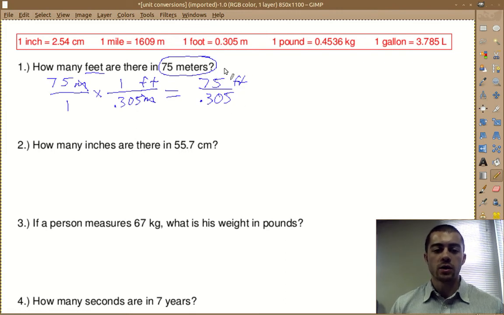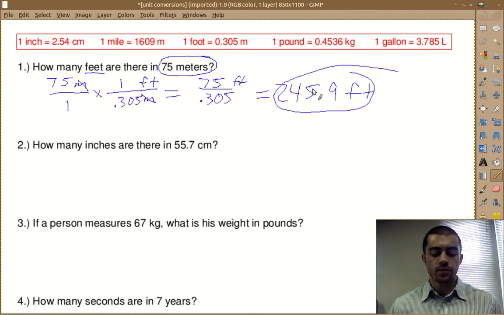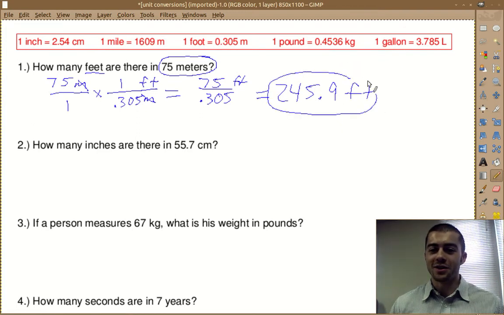So then once you get this, you just divide it out. I'll give you guys a minute to punch that into your calculators. So what you should have come up with there is 245.9 feet. And that would be our answer. We'll do that a little more cleanly.